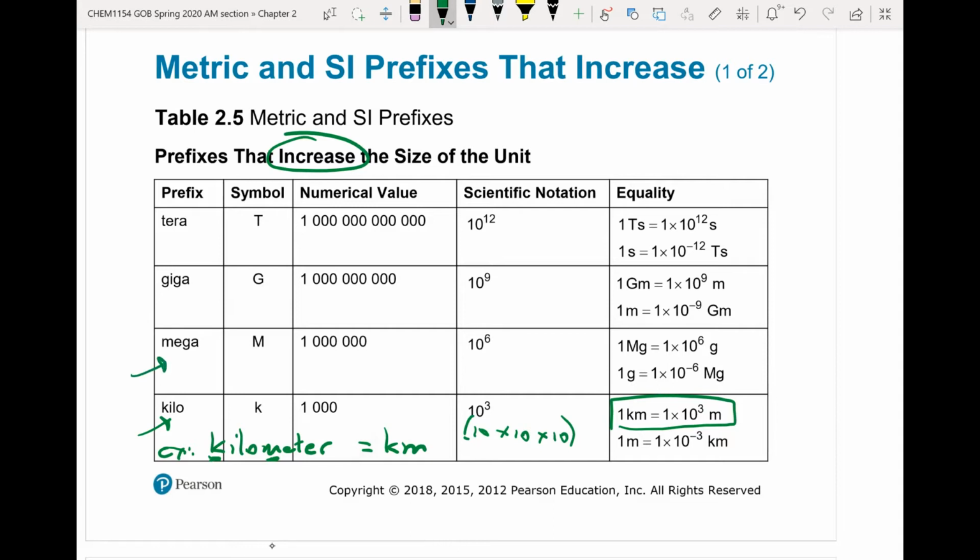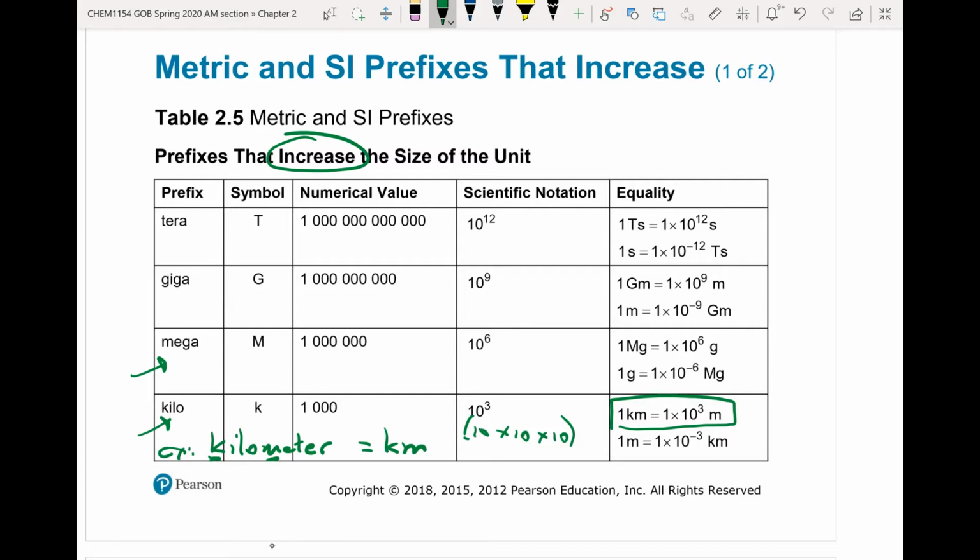If we go up one more level, we have mega. And mega has the symbol or abbreviation uppercase M. And mega means a million of something, or 10 to the 6. That's 10 times 10 times 10 times 10 times 10 times 10. That's a million of something.